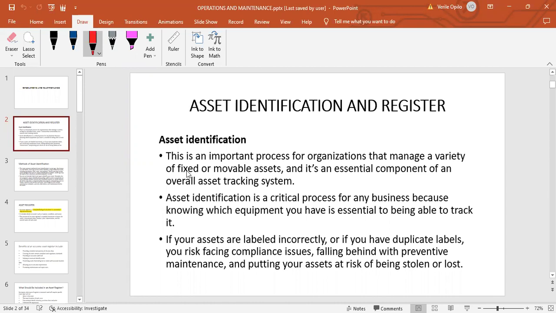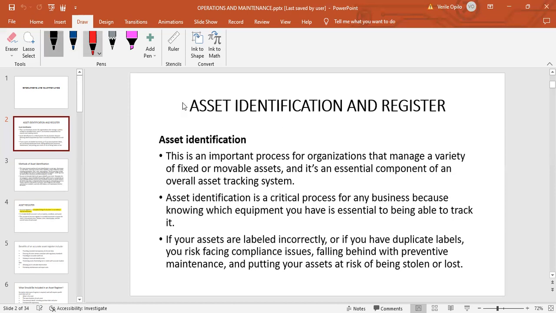You need to be able to know where these assets are in the company, and what assets are even in the company. So asset identification is that process within the organization whereby the company is able to keep track of its assets, know how many assets are there in the company at the moment, know their condition, where they are, the location of those assets, and the value of those assets. That is what we call asset identification.